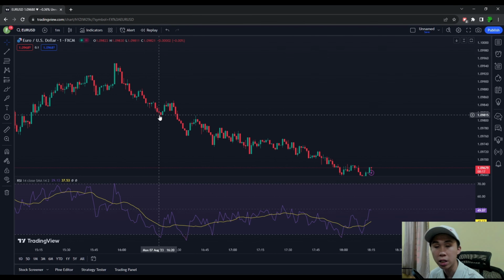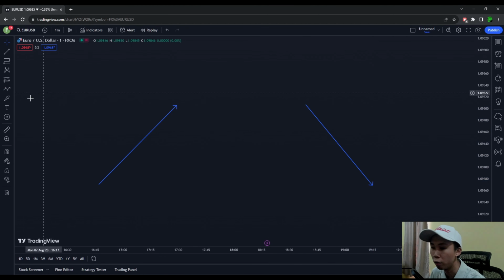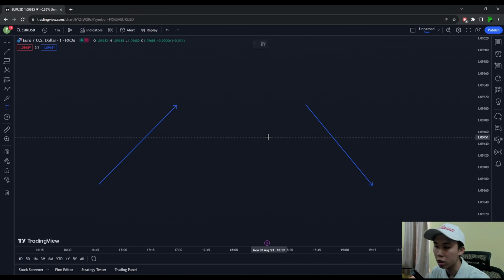But before we jump in, let me first introduce what divergence is. Divergence is the strategy we are going to look at today. So let me first remove everything and explain what divergence is. Divergence is when the price is going up, for example, this is the price chart, but on the indicator chart, it is showing a down move. So this is what we call divergence.